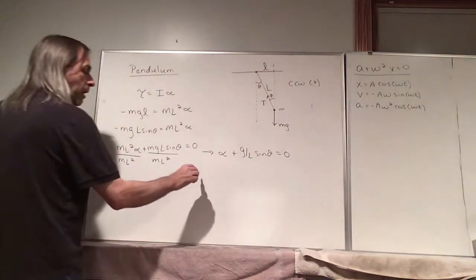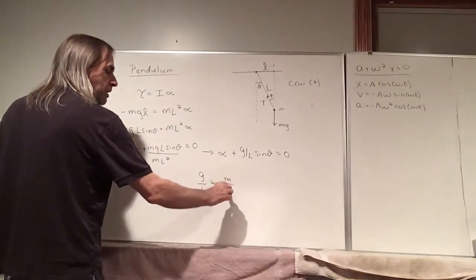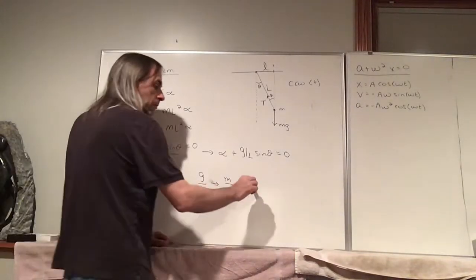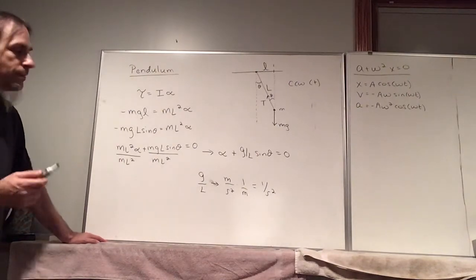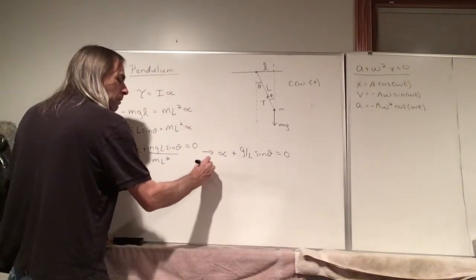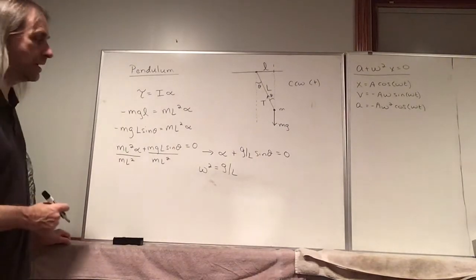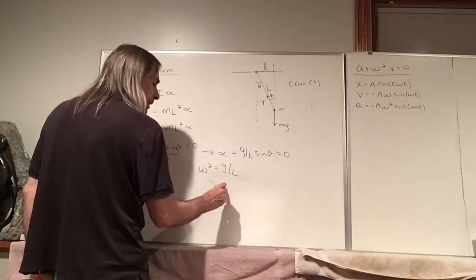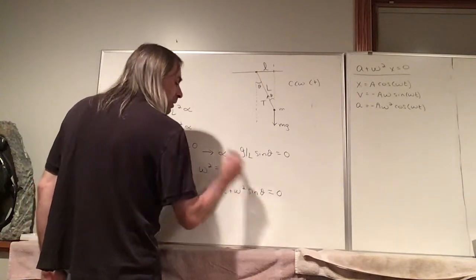Now, let's look at the units of g over l. Here we go to g as meters per second squared. Divide by meters. We get 1 over second squared. Or radians squared per second squared. And so if we take the square root, we get radians per second. So we can define, let's do this. Let's define omega squared to be g over L. And again, this is a constant. The length of the string is constant. G is obviously constant. So again, we can do this. And then the equation that we get is alpha plus omega squared sine of theta equals 0.